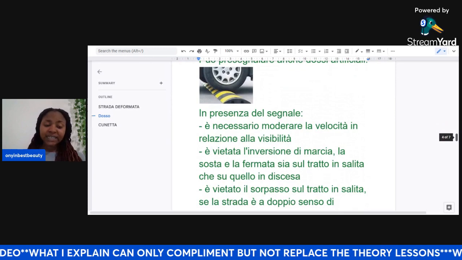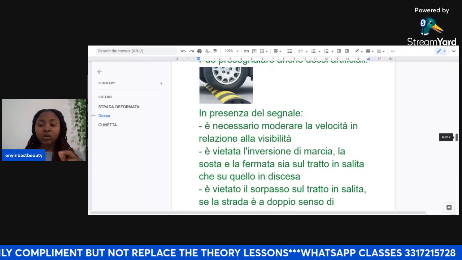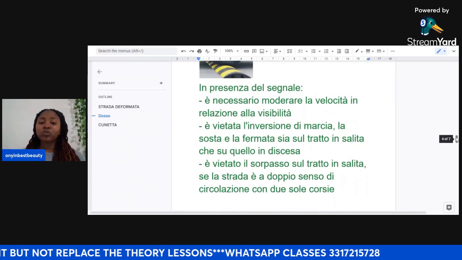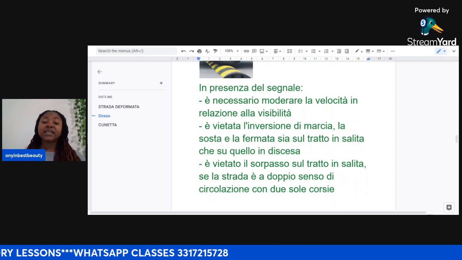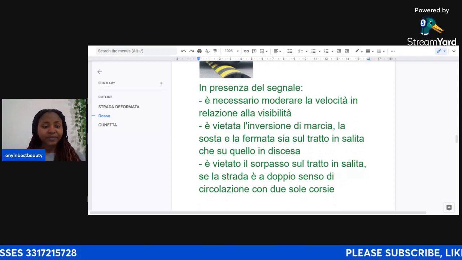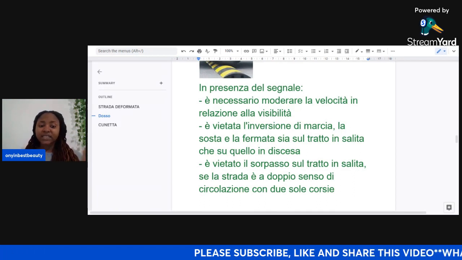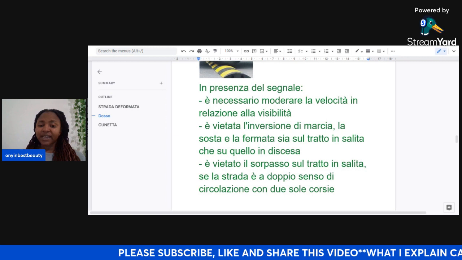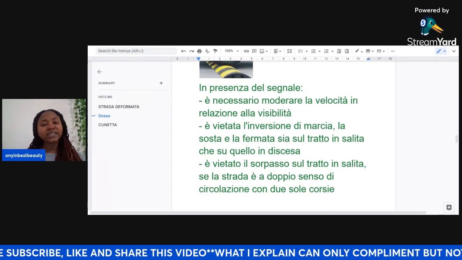In presenza dei segnali, in the presence of this dosso sign, è necessario moderare la velocità in relazione alla visibilità. It's necessary for you to moderate your speed in relation to your visibility, guys. È vietata l'inversione di marcia, la sosta e la fermata, sia sul tratto in salita e su quello in discesa.